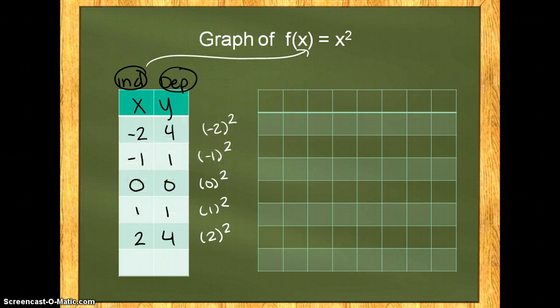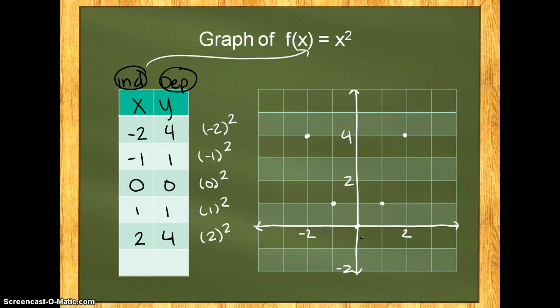Once we have our t-chart, we can begin the process of graphing. Start by finding your x and y axes, and then begin to mark some of your points. Once you have your axes drawn, and you are ready to begin graphing your points, you can go ahead and graph the following points: (-2, 4), (-1, 1), (1, 1), (2, 4), and (0, 0).